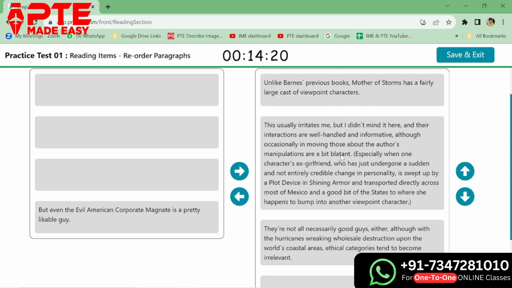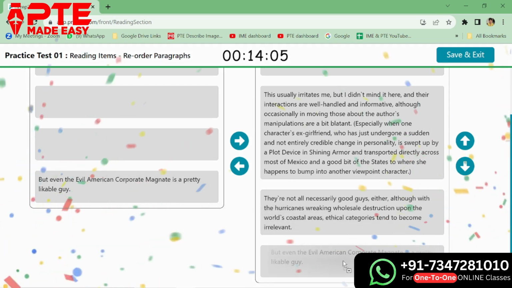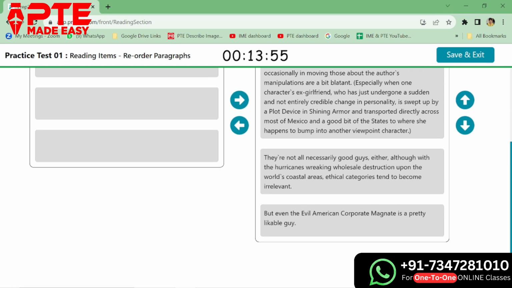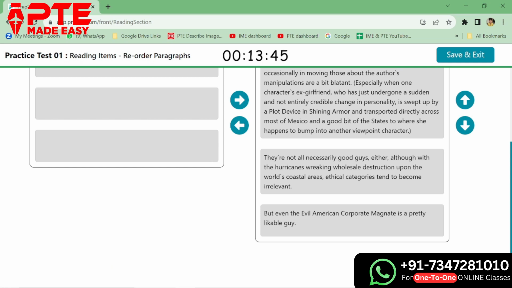So introductory sentence, then the explanation part, then the elaborating part wherein they are referring back to the previous sentence, and last, but even the evil American, okay, so clearly that is going to come. But even the evil American corporate magnate is a pretty likable guy. So that's what they are saying. Here they were talking about guys. So that's why the last sentence is going to be this one. So find the introductory sentence, then find the story, and at the end find the concluding sentence. That's what you need to do.